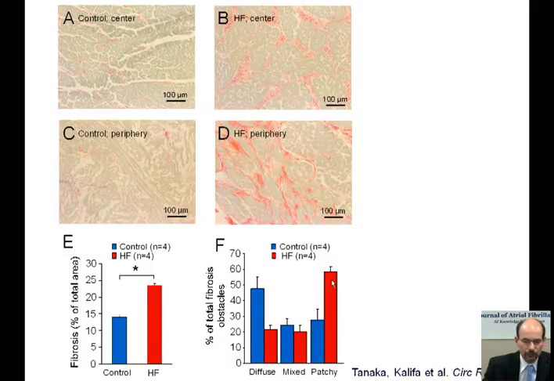And this was further demonstrated by looking at the size of the obstacles. If we look at control hearts, both regions have the same size of fibrotic obstacle. However, for the heart failure, we can see that there is an increase in the obstacle areas in the periphery of the posterior wall. And this is also indicated by this histogram of the number of obstacles versus the size or the area of each of the obstacles.